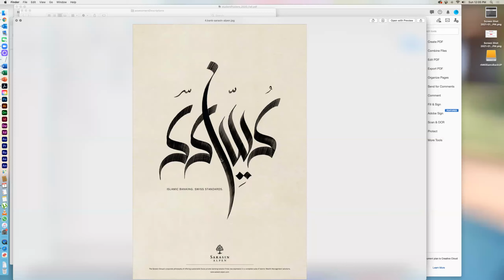Anyone? Sure, I think it says Swiss, but it's flipped or something. No, it does say Swiss, absolutely. It says Swiss backwards. Yeah, exactly. But it doesn't say anything in Arabic.